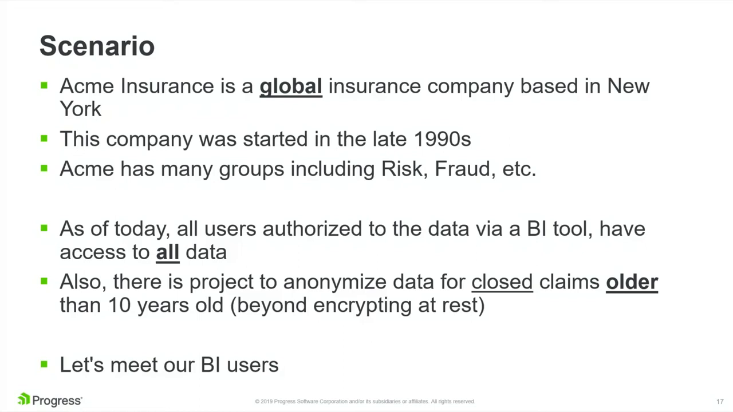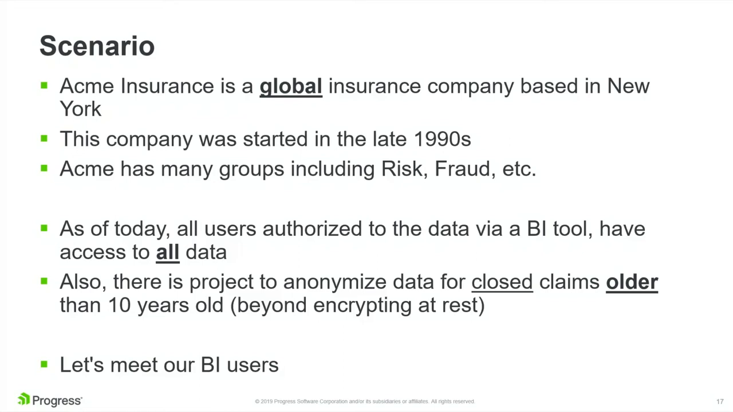There's also an identified need to anonymize data for closed claims that are older than 10 years old. So once the claim is closed, you maybe have access to it for 3 to 5 years. In this case, we're going to say anything that's older than 10 years, we're going to fully encrypt beyond just the encryption at rest, meaning that all users except for admins or those who have a specific key do not have access to those data sets.